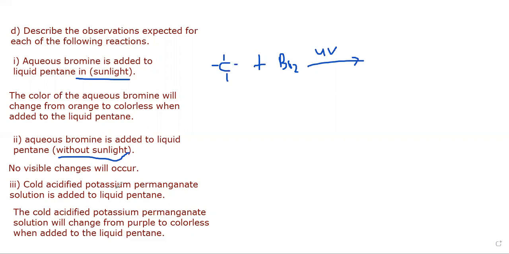Next, cold potassium permanganate. Cold acidified is important. Cold acidified potassium permanganate solution is added to liquid pentene. Now, if potassium permanganate is acidified, it will change from purple to colorless with the alkene. You will not get a reaction with the alkane. But with the alkene, it will change from purple to colorless if it is acidified. If it's alkaline conditions, it will be brown. So they put acidified for a specific purpose. It will change from purple to colorless.